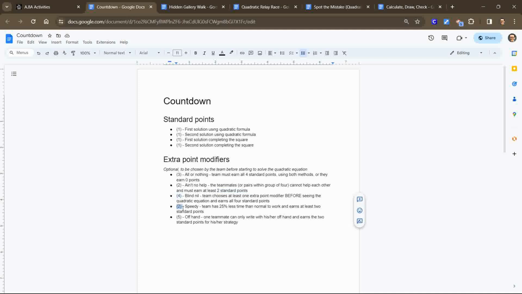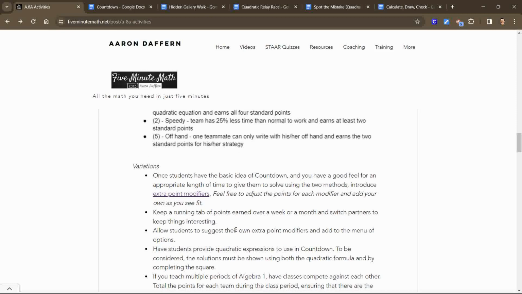2 points would be speedy. They have 25% less time. And then this is just a random one, 5 extra points if one teammate can only write with his or her offhand. So you can add as many of those as you want to, and just make it a little bit interesting. Just gamify it a little bit.